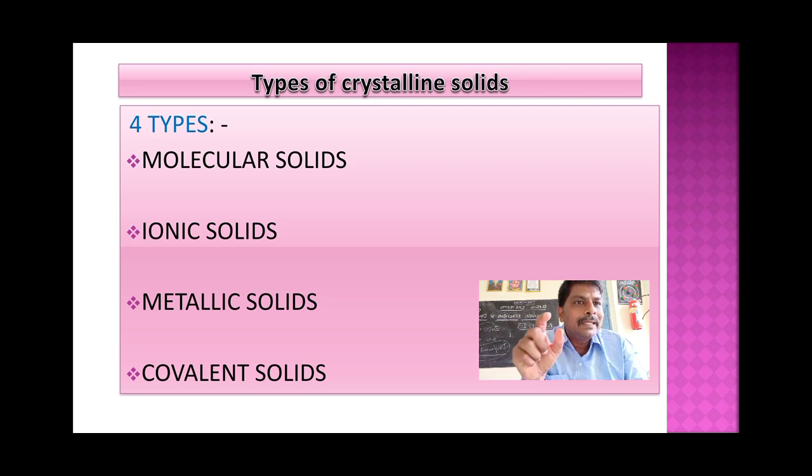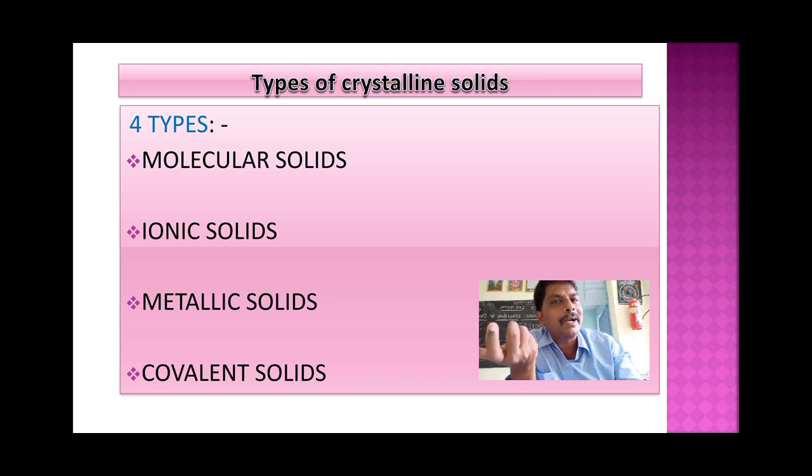Yesterday I discussed solids are of two types, amorphous and crystalline. Now we are going to discuss crystalline solids are of four types: molecular, ionic, metallic and covalent solids. What is the main difference between these four? Intermolecular force, their binding force is different. In molecular solid, binding force is different. In ionic solid, binding force is different, like this.